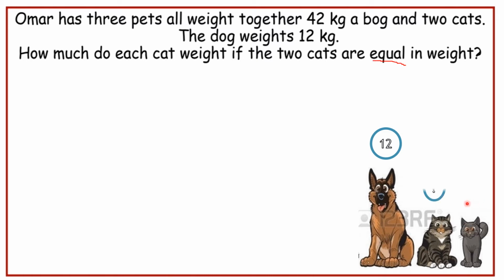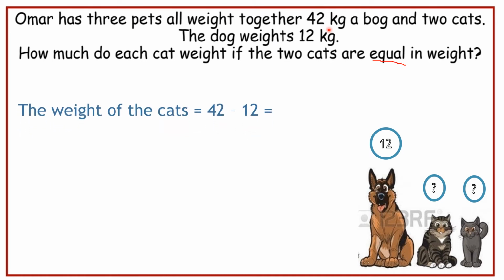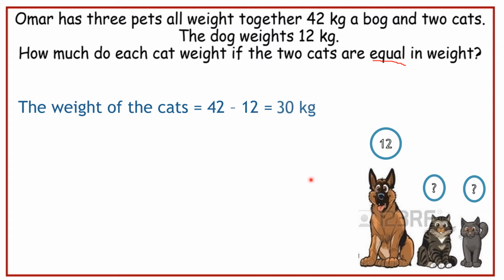So I don't know the weight of the 2 cats, but I know that they are equal. First, let's find the weight of the 2 cats together. I will take away the weight of the dog from the weight of all the pets together. So the weight of the 2 cats is 42 minus 12, which will equal 30 kilograms.